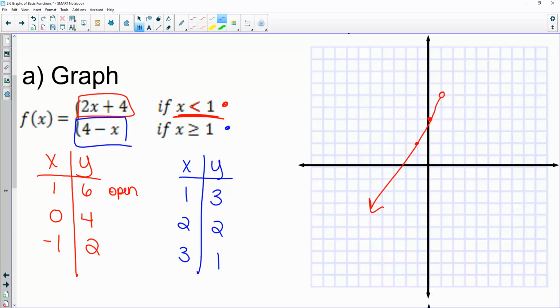Okay, so if I plot 1, 3 was a closed circle. 2, 2, 3, 1. And it was only for x is greater than 1, so we only extend it to the right.